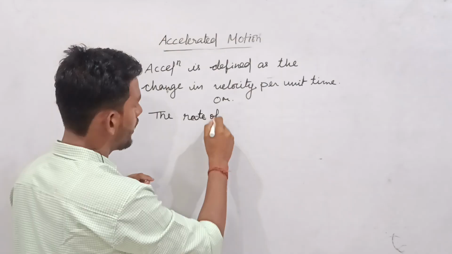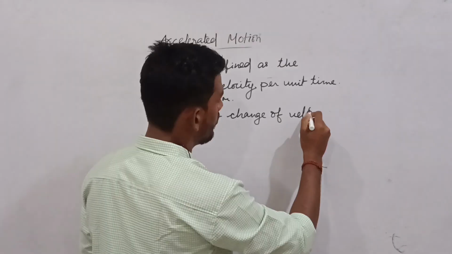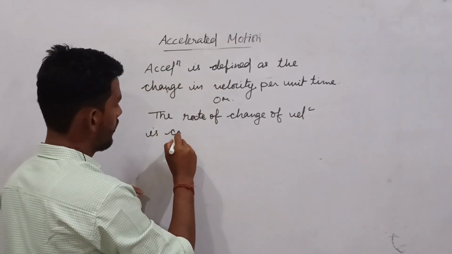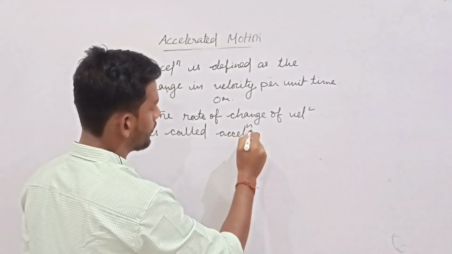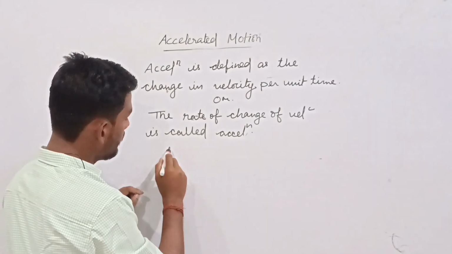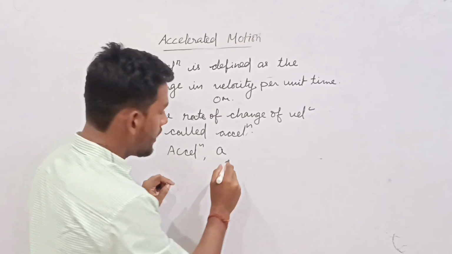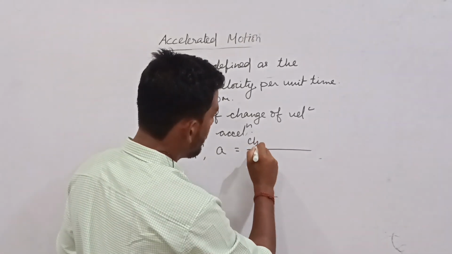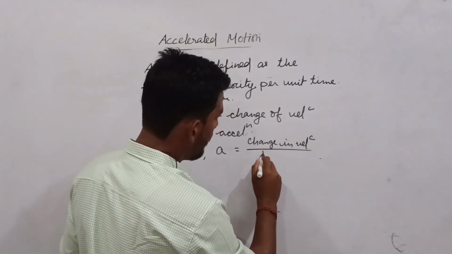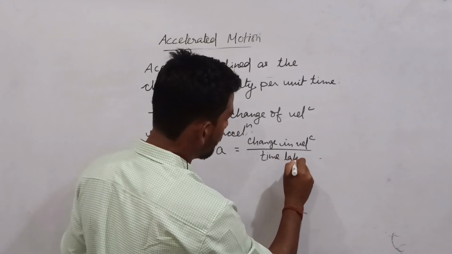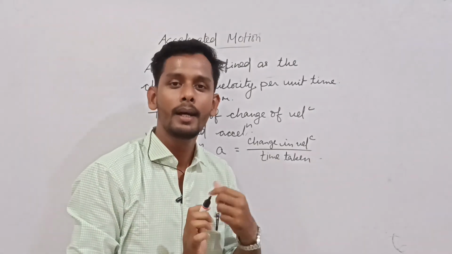Or you can also write, the rate of change of velocity is called acceleration. Acceleration is termed as small a. The definition you can write: change in velocity divided by time taken. This is the definition of acceleration.